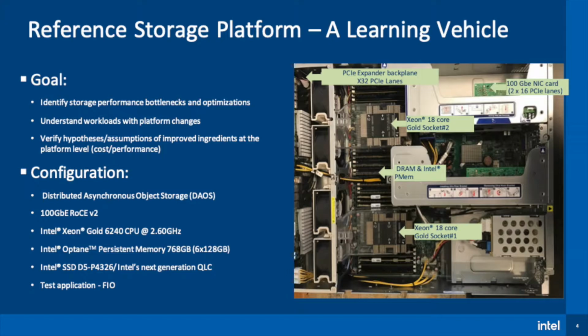The reference storage platform itself is a storage platform. We are using DAOS as the storage software stack. We're currently using Intel Xeon Gold CPUs in a Cascade Lake system with a 100 gig NIC. We have Intel Optane persistent memory on each socket. The drives that we used for gathering performance are Intel's 3D NAND QLC drives, and the data that I'm presenting today was collected using FIO. On the right, I'm showing a picture of the platform itself. You can see all the components in the platform, a pretty standard Cascade Lake system.